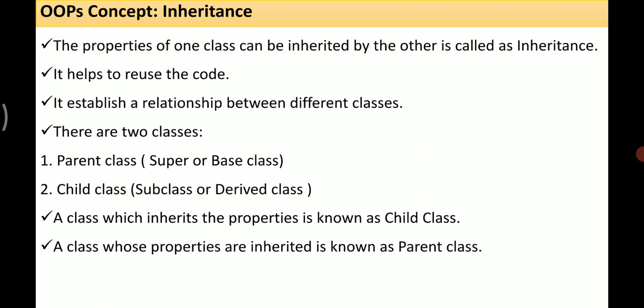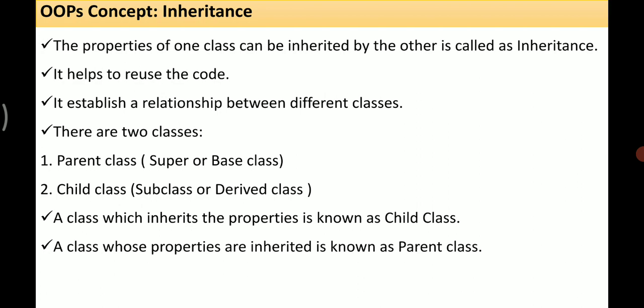The third type of inheritance is hierarchical inheritance. Hierarchical inheritance means a class has more than one child class. If you take one parent class, that parent class has more than one subclass. So more than one child class has the same parent class. This kind of inheritance is called hierarchical inheritance.